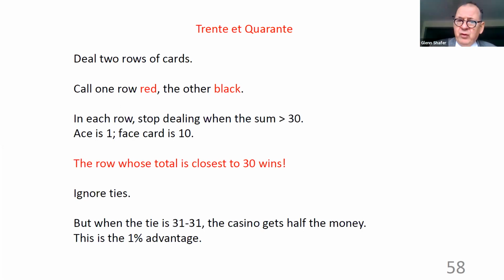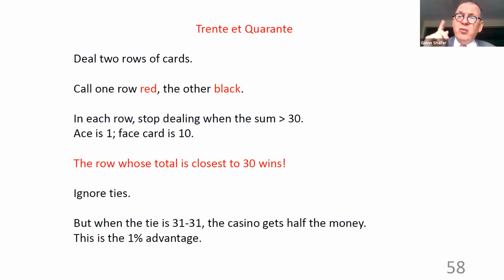So you do that for both rows. And the row whose total is closest to 30 wins. You stop as soon as you're bigger than 30, so it's going to be something between 31 and 40. The one that comes closest to 30 is the winner. If it's red, red wins. If it's black, black wins. And so you win depending on whether you bet on red or on black.